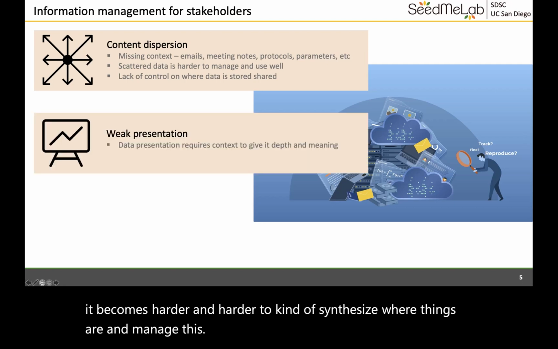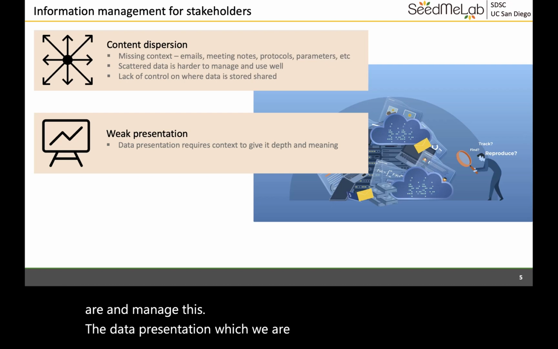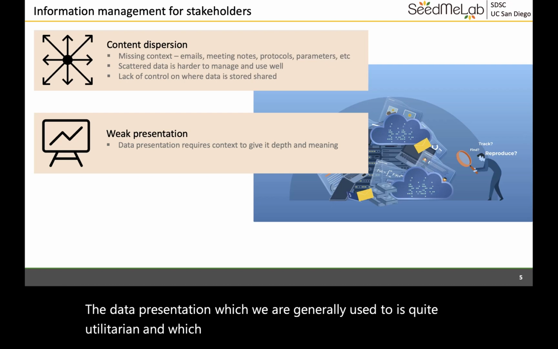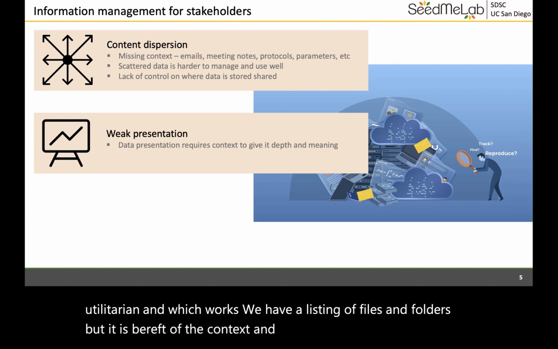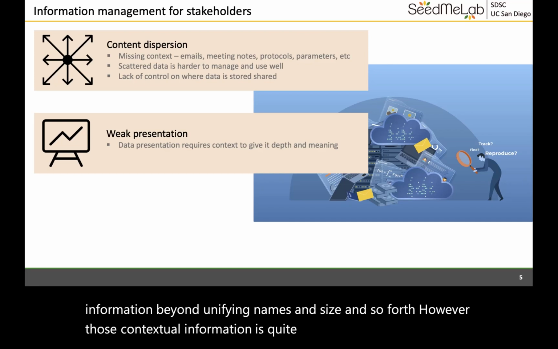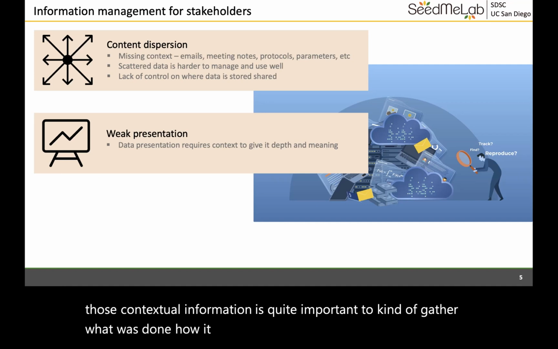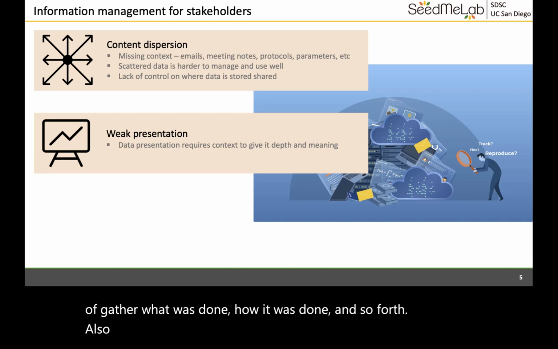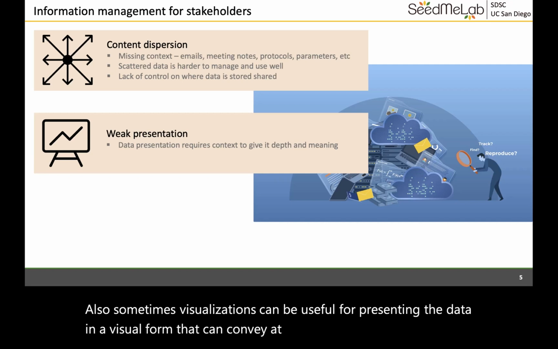The data presentation which we are generally used to is quite utilitarian, and it works well. We have a listing of files and folders, but it is bereft of the context, and so it doesn't provide us a lot of information beyond file names and size and so forth. However, that contextual information is quite important to gather what was done, how it was done, and so forth. Also, sometimes visualizations can be useful for presenting the data in a visual form that can convey at least some form of compact information beyond just looking at the files.